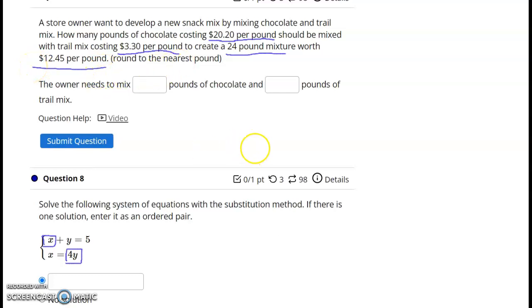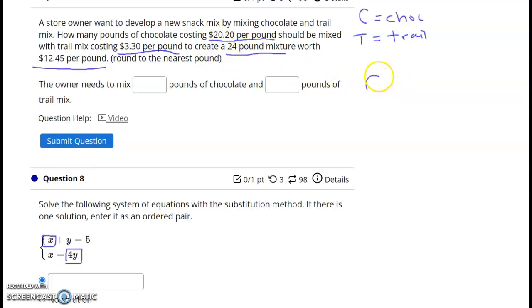So basically what we have are two different kinds. We have a chocolate and a trail mix. So I'm just going to have C for chocolate, so basically how many pounds of chocolate, and T for the trail mix. That way, when we get to the end, we can see what our variables are going to stand for. So we know the total is going to be a 24-pound mixture. So first, that's what I'm going to do.